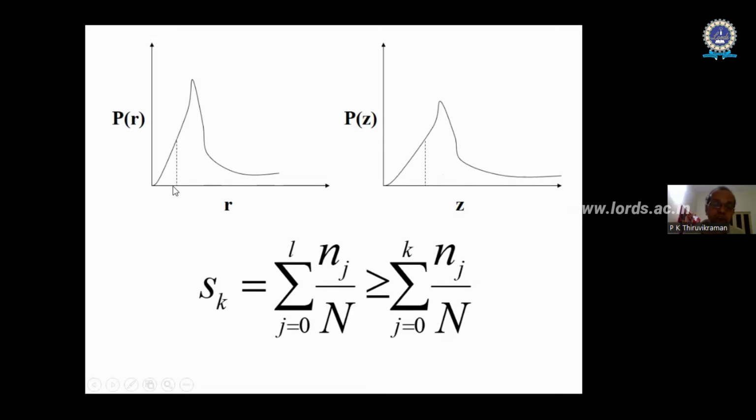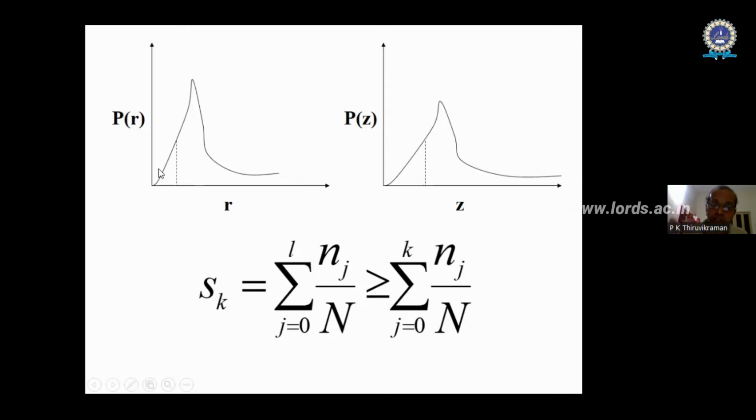So for each value of R, you'll have to go on varying Z till it matches. So this program will run in a loop. You go on changing Z till this summation is greater than the original summation. Okay? This is area under the curve. So that is this on the right. And then the summation over Z should be greater than that.